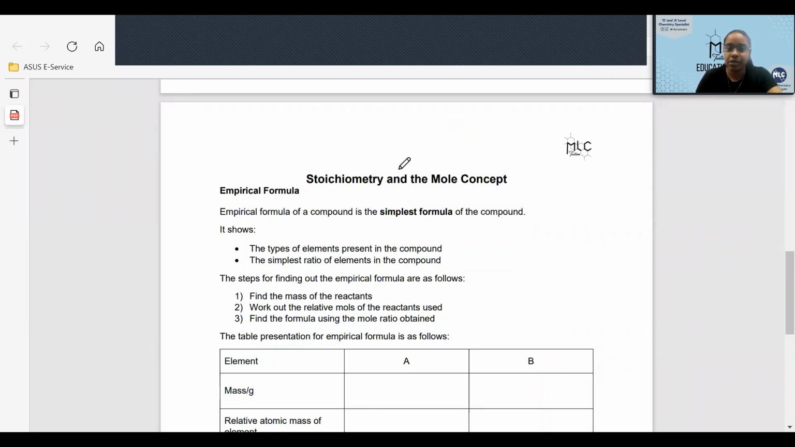Okay, today under stoichiometry and the mole concept, I'll be going through the empirical formula. The empirical formula of a compound is the simplest formula of the compound. It shows the types of elements present in the compound and the simplest ratio of elements in the compound.